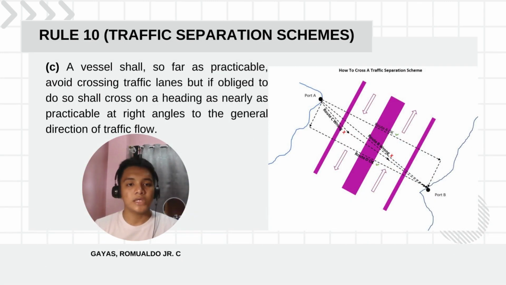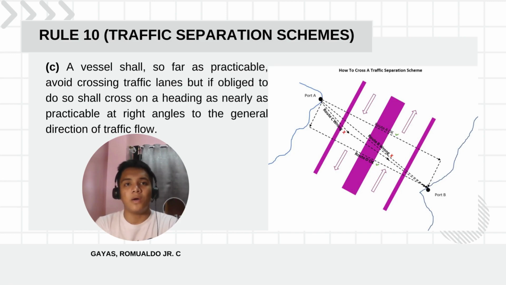Letter C said that a vessel shall, so far as practicable, avoid crossing lanes, but if obliged to do so, shall cross on a heading as nearly as practicable at right angles to the general direction of traffic flow. So this rule provides guidance on how vessels should navigate when they need to cross traffic lanes within a traffic separation scheme. So here's a more detailed explanation. Avoid crossing traffic lanes. Vessels should make every effort to avoid crossing traffic lanes within a traffic separation scheme whenever possible. So this means they should stay within their designated lanes and not venture into other lanes.